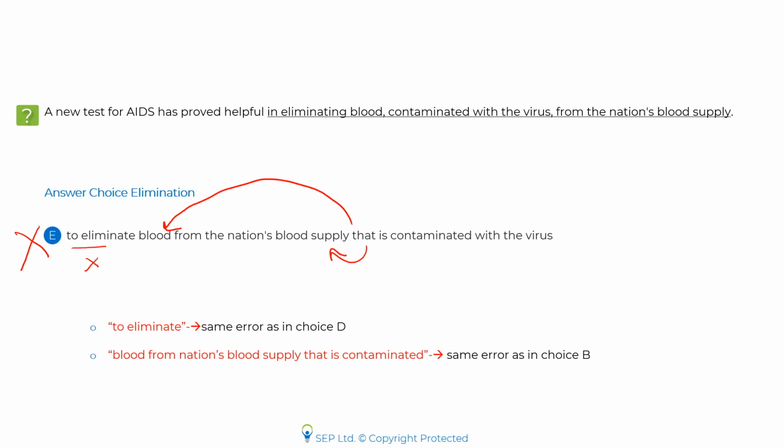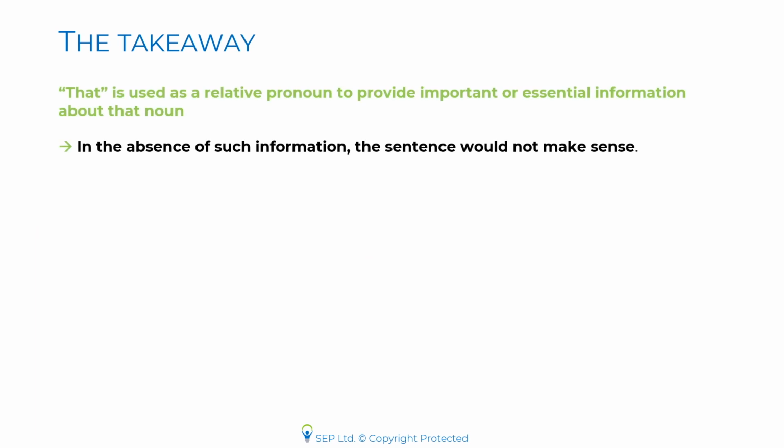What is the takeaway from this question? The takeaway is that "that" is used as a relative pronoun to provide important or essential information about a noun. In the absence of such information, the sentence would not make sense. We have discussed the difference between "that" as a relative pronoun introducing essential information, and "which," which is also a relative pronoun. However, it is used to introduce non-essential information. You can watch the video that we released last week, and the link of that video we shared with you earlier on in this session when we began the session.